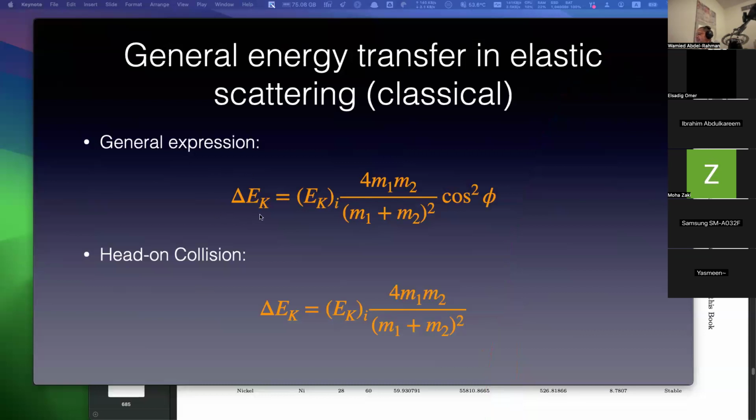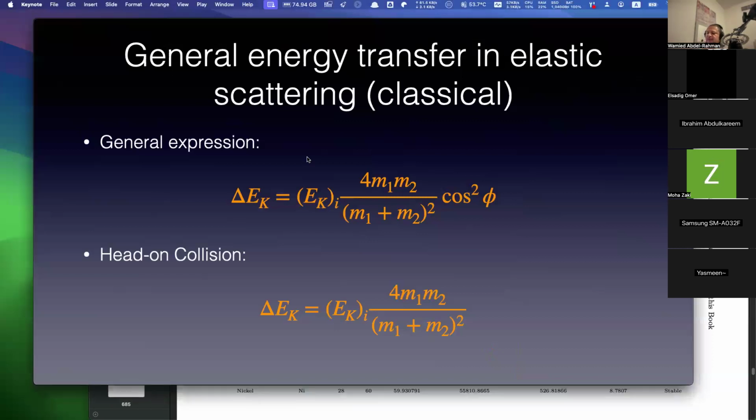So this amount of energy lost by the projectile will depend on the energy of the projectile particle, multiplied by this ratio of masses, multiplied by the scattering angle squared. In a head-on collision, if the projectile is directly hitting the target, we expect that the target and the projectile will continue along the same line.